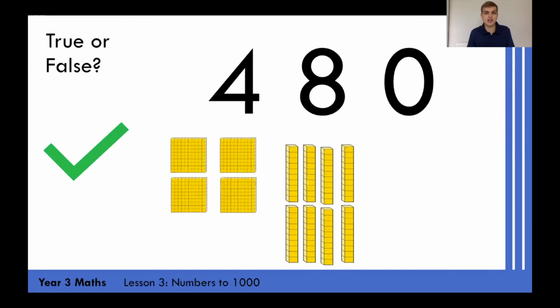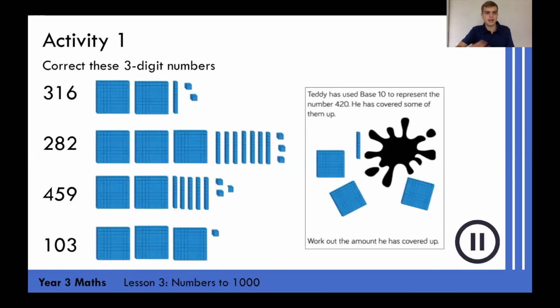And that one I didn't use a place value grid for because I knew that the 4 represented my hundreds, the 8 represented my tens, and the 0 represented my ones. Fantastic. So if you don't need a place value grid, you don't need to use one, but it sometimes helps us, doesn't it, to work out what digit represents what. Okay then, over to you. So activity number 1 today, I've got some numbers. I've got the numbers 316, 282, 459 and 103.